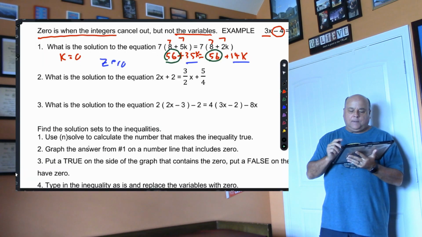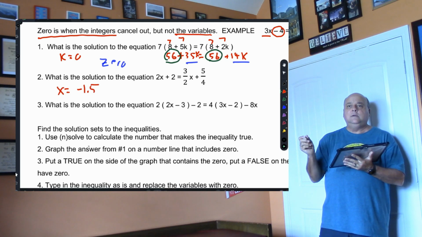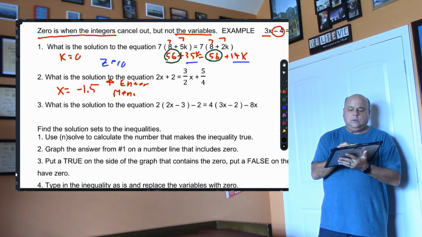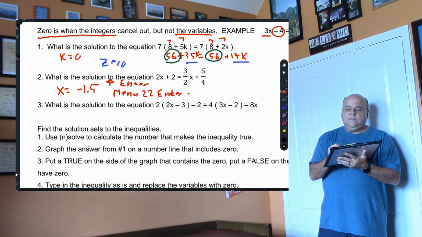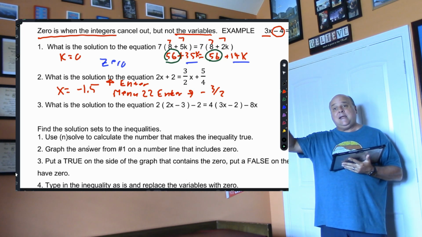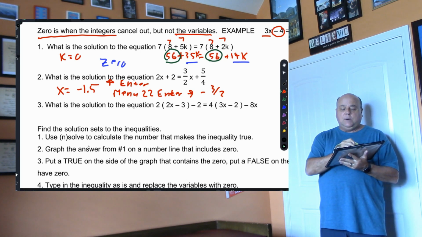So let's go back to our paper. So x is equal to negative 1.5. And then remember, you hit the up button, you hit enter, and that copies it. And then menu 2, enter. And that gives you the answer negative 3 over 2. On a multiple choice test, they may have negative 3 over 2. They may not have the negative 1.5. Just remember how to switch that decimal to a fraction.